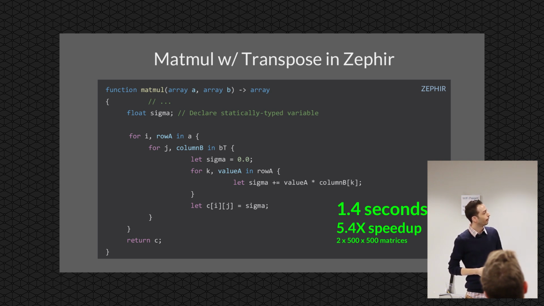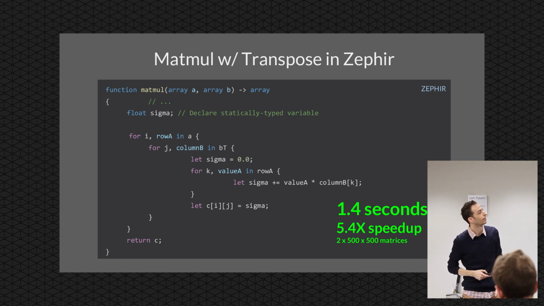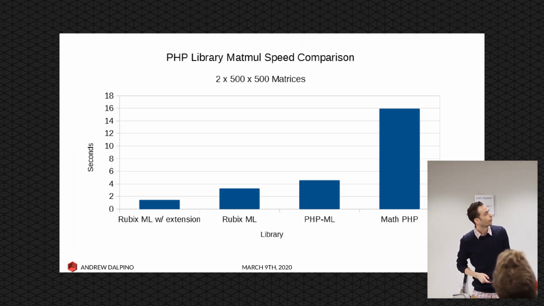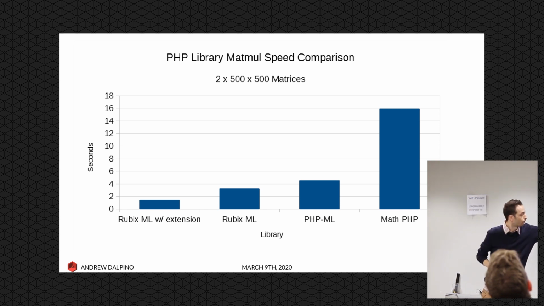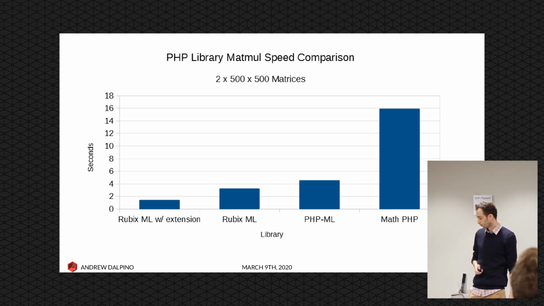For loops look a little different. We have this arrow there instead of a colon to mark the return type. But in general, it's very PHP looking. And with this, we get a 5.4x speed up just by compiling the same algorithm down into a PHP extension. This is the extension right there, and it runs in about 1.5 seconds.